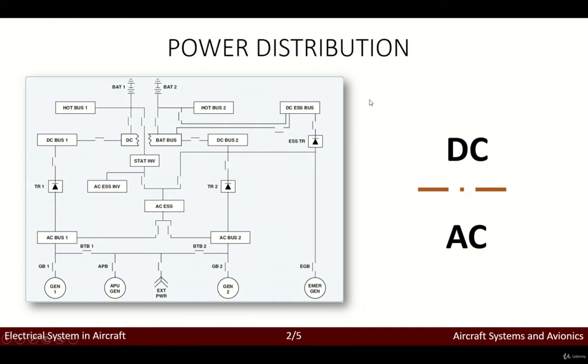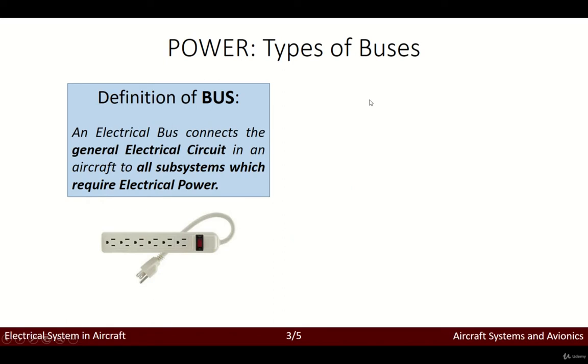The first thing that we need to do now is define what is a bus. An electrical bus connects the general electrical circuit in an aircraft to all the subsystems which require electrical power. That means any screen, any electrical device on the aircraft needs to be connected through a bus to the main generator system, to the main electrical system.